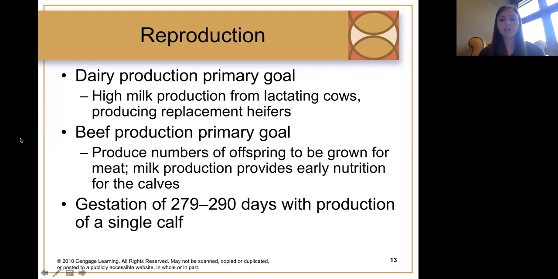So the gestation in cattle is between 279 and 290 days, and usually there's a single calf. Sometimes there can be twins. I think I've actually seen one case where there were three, which is crazy. Normally it's one.